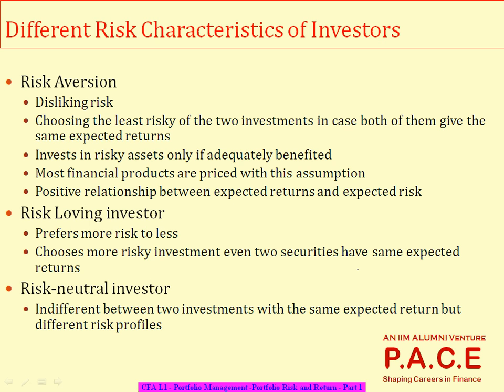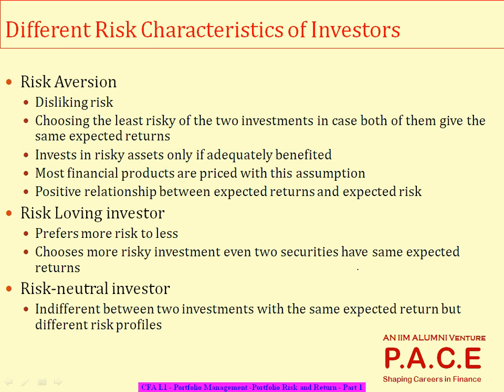The simple funda is, if there are two securities giving the same expected return, he'll choose the one which is less risky out of the two. Or if there are two securities having the same amount of risk, he'll choose the one giving the higher expected return. That's a common investor psychology. That is what we mean by risk averse, which means he is willing to take additional risk only if he is compensated accordingly.